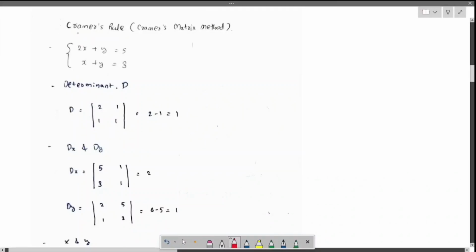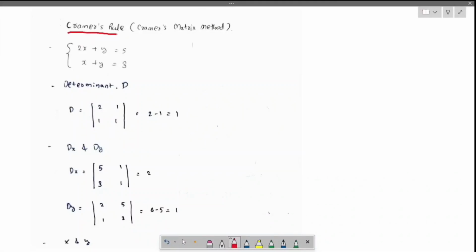Now in this video we are going to learn about Cramer's rule or Cramer's matrix method. This method involves a few steps. First, we need to find the determinant D. Later we need to find Dx and Dy, or in some cases they are called delta x, delta y, and the determinant is called delta. The terminology is the same. Here I am using D instead of delta, and Dx and Dy.